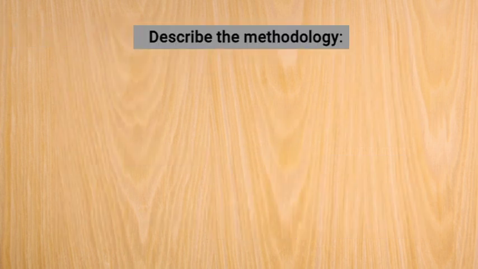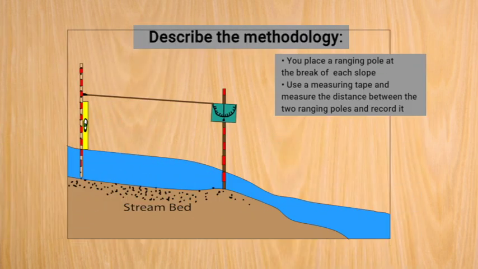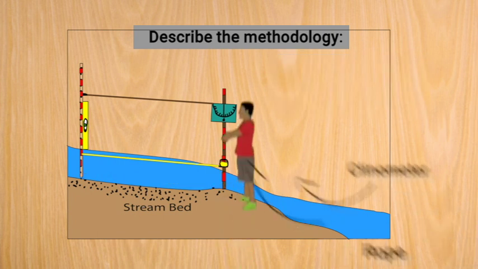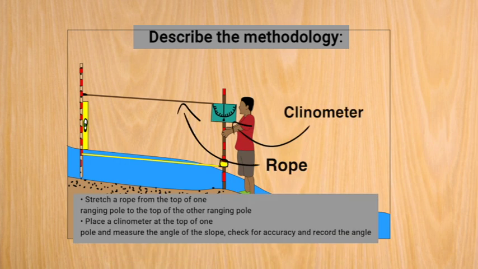When we are measuring the gradient of the slope, you place a ranging pole at each break of slope. Use a measuring tape and measure the distance between the two ranging poles and record it. Stretch a rope from the top of one ranging pole to the top of the other ranging pole. Place a clinometer at the top of the first pole and measure the angle of the slope. Check for accuracy and record the angle of the slope.